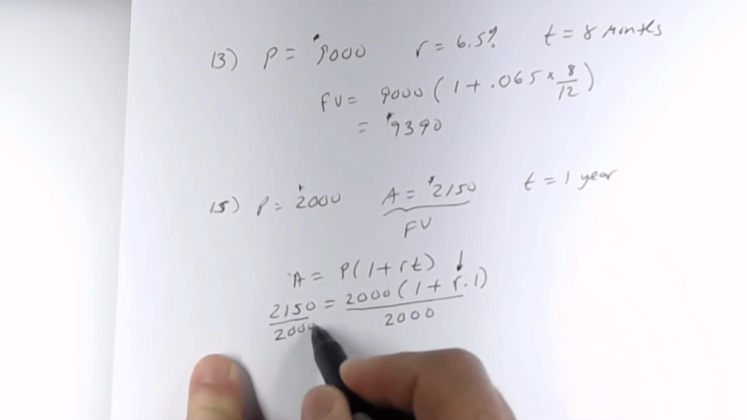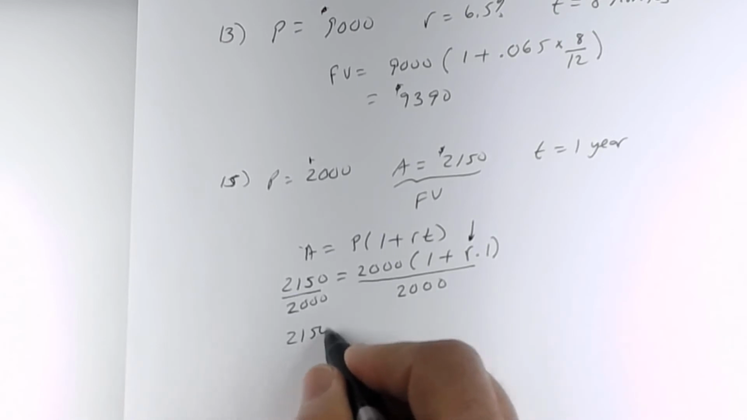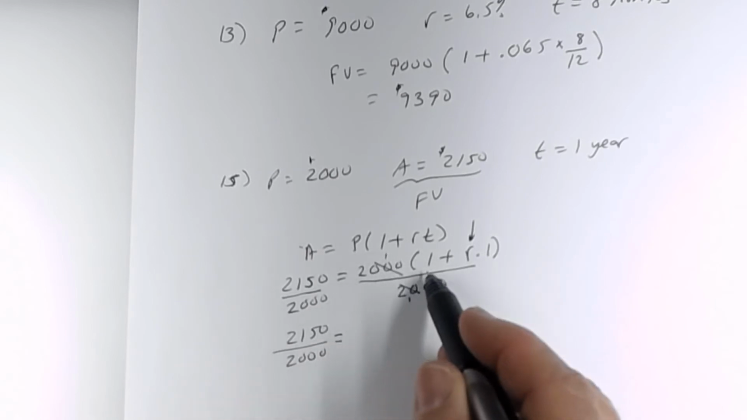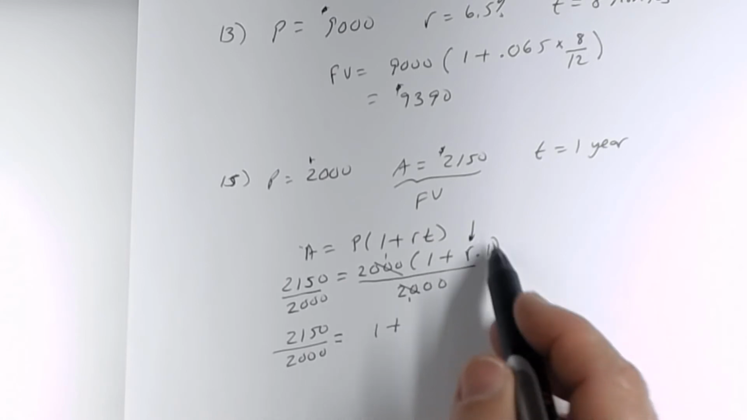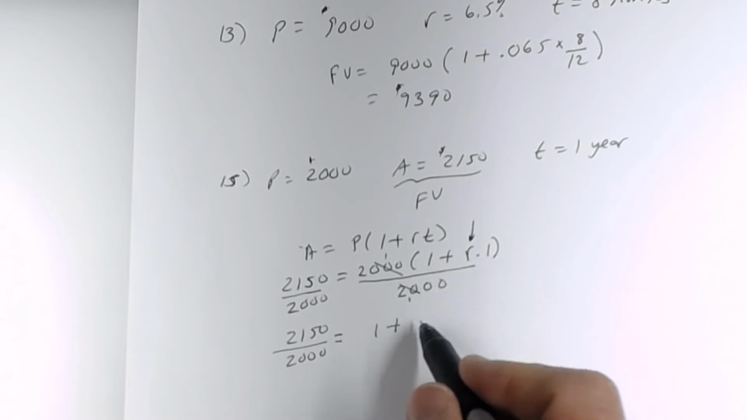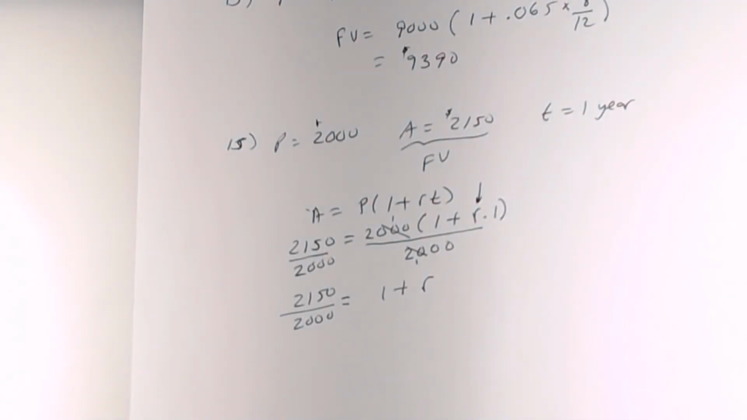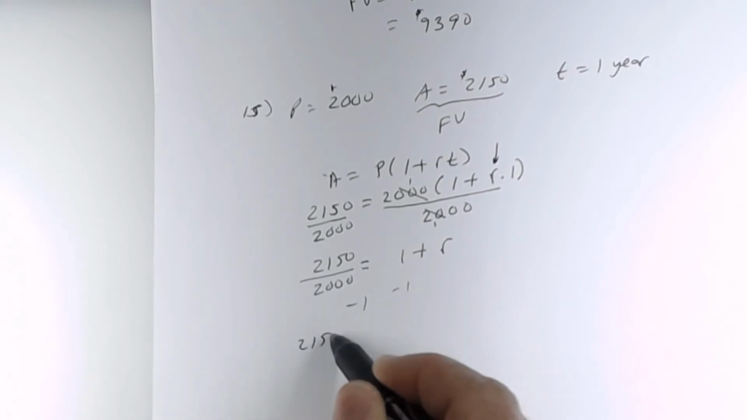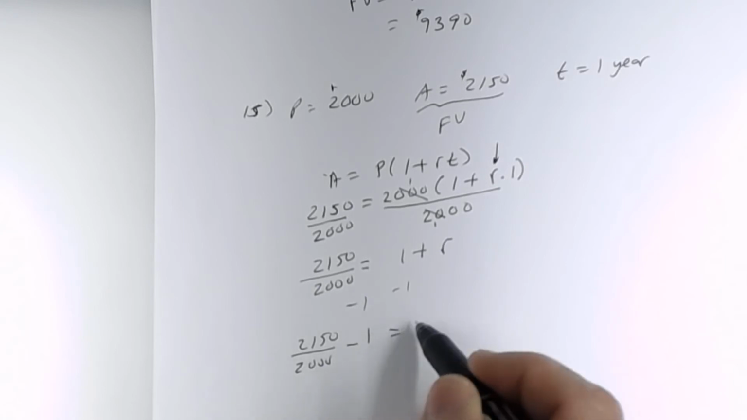Just like this. So then I get 2,150 divided by 2,000 equals, now these divide out, and you're left with 1 plus, and then what's R times 1 the same as? R. And all you do is get R by itself. Right now this says 1 plus R, so I get rid of that 1. What do I need to do to both sides? Do I need to add 1 or subtract 1? Subtract 1. So you're going to subtract 1 from both sides. Now look at what you have. 2,150 divided by 2,000 minus 1 equals R.